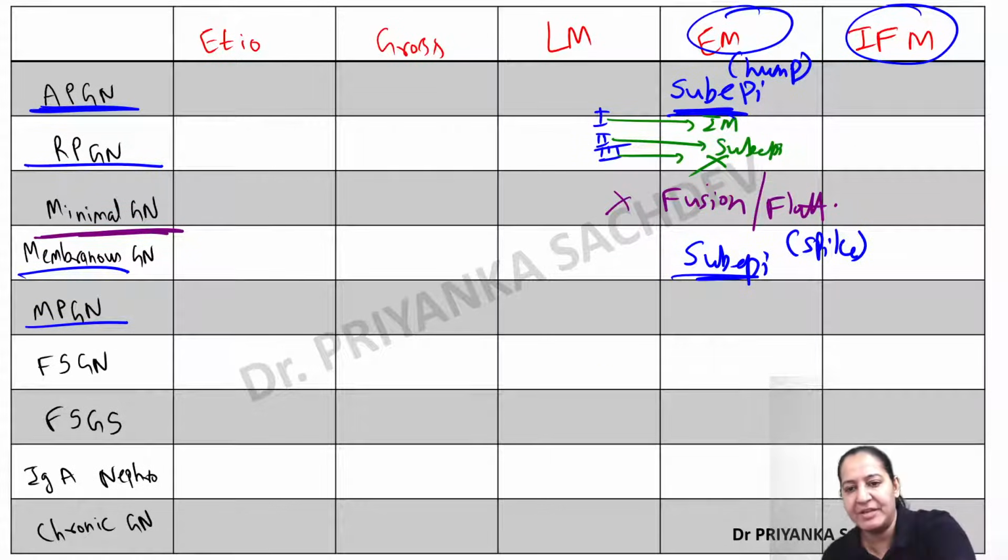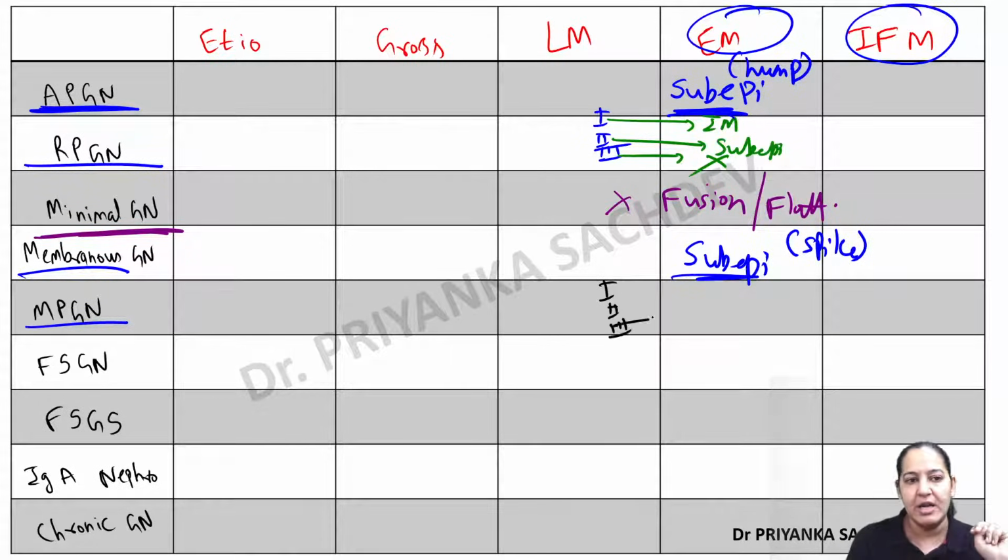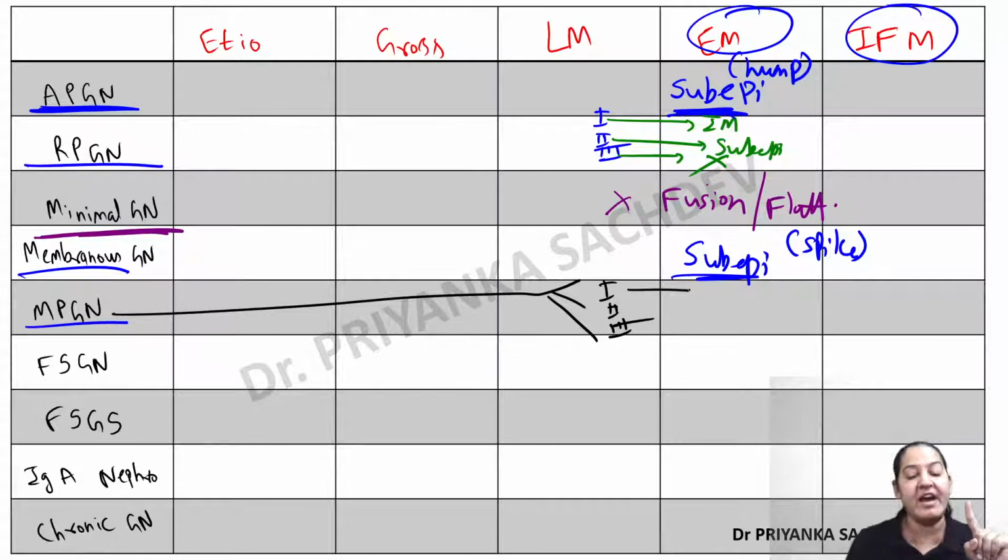Coming to MPGN. Can you tell me, Siddhika, the 3 types of MPGN? MPGN is also of 3 types like RPGN. Type 1, Type 2, Type 3. You can see the 3 types of MPGN. Type 1 is subendothelial. Subendothelial will come in only one place and nowhere else. Please learn it. Type 2 is intramembranous. And Type 3 can be anywhere. It can be anywhere. Right?